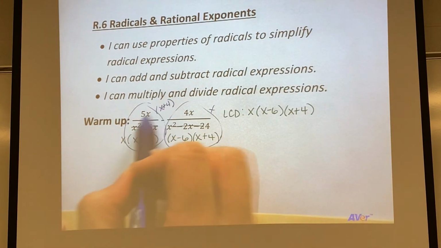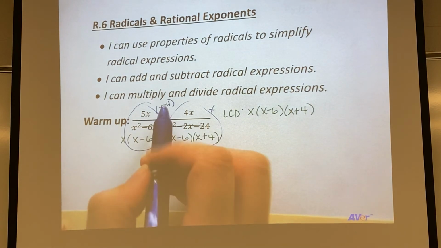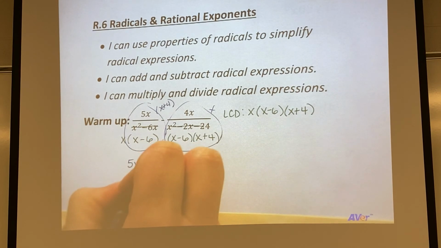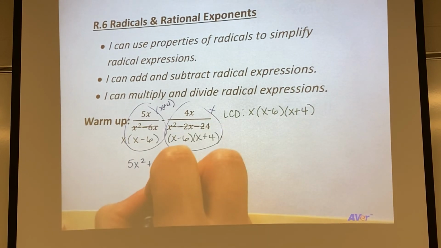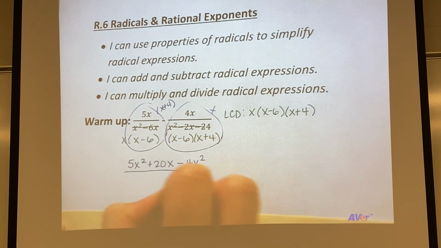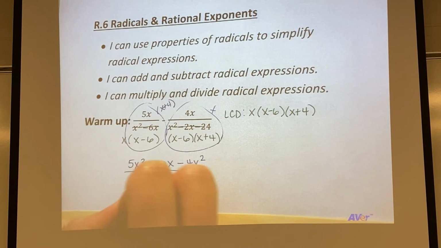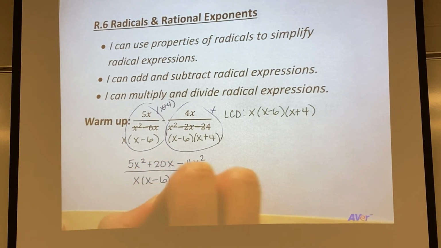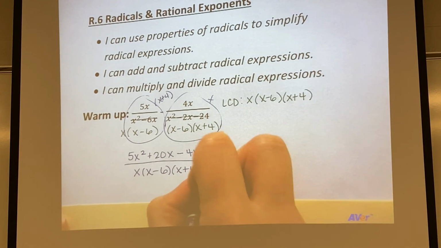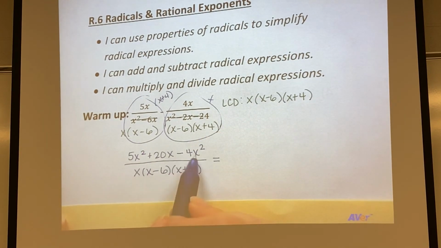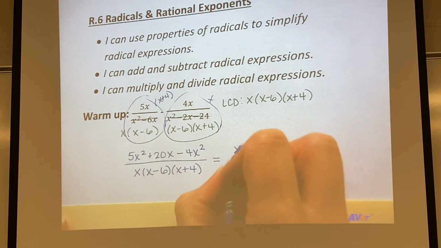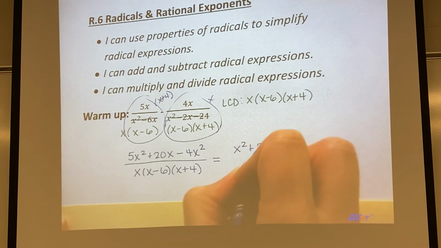All right, so if I distribute the 5x through to the x plus 4, I end up with 5x squared plus 20x. It was a subtraction problem, so minus 4x squared. All of that is over the LCD. Remember, we want to keep the LCD factored, so don't multiply the LCD together. All right, so then we want to combine our like terms. 5x squared minus 4x squared is x squared plus 20x.